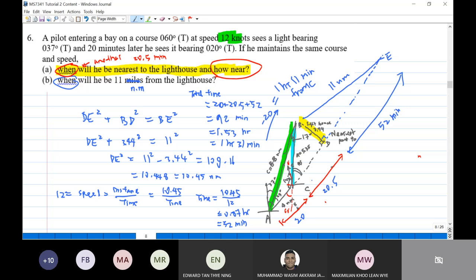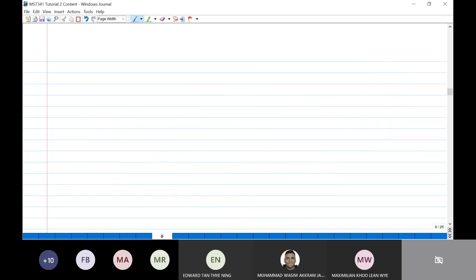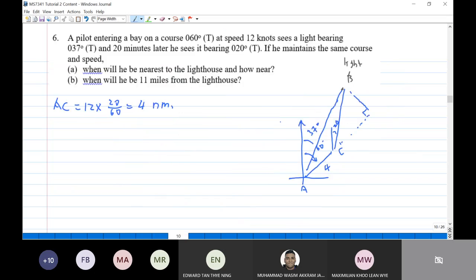So I WhatsApp to you this diagram because you may want to see how I do this long question here. Okay, so this is a long and difficult question. All right, next I'm going to show you another question. This is a simple question now.